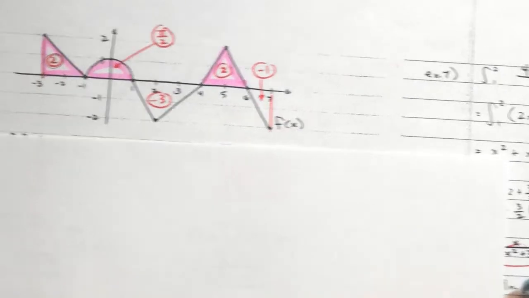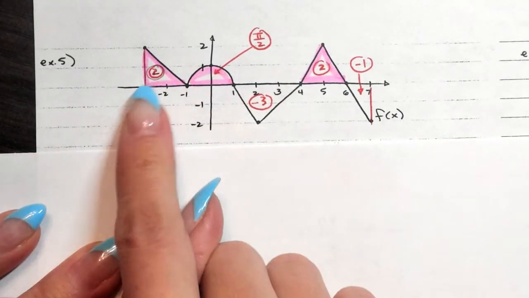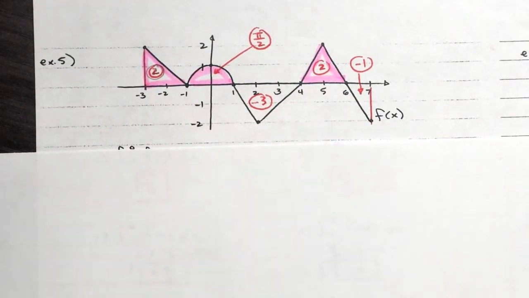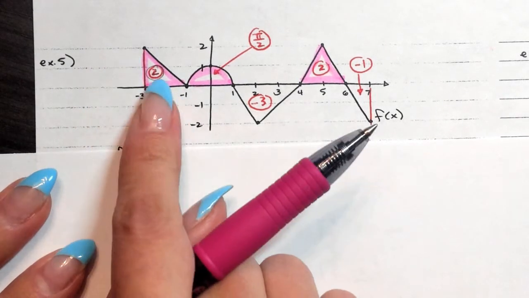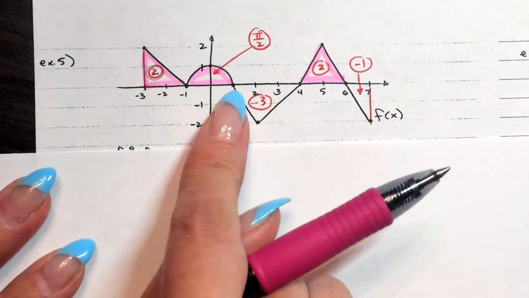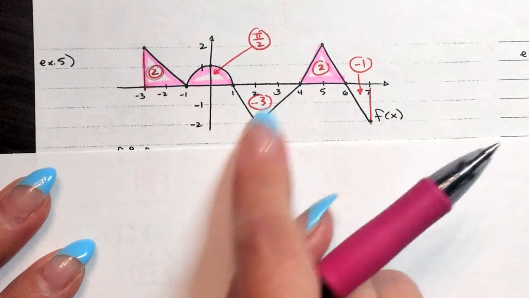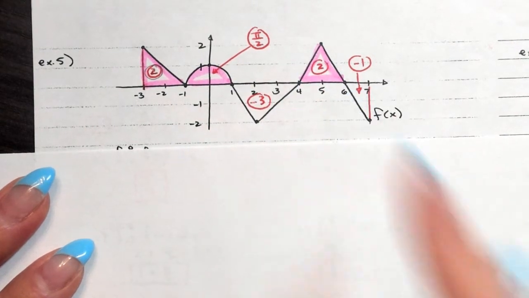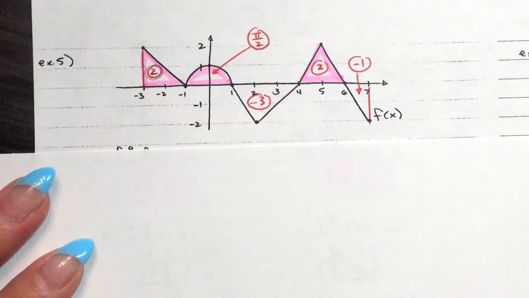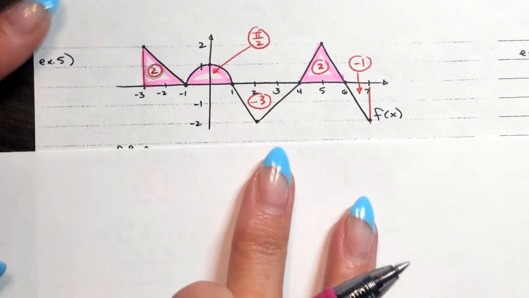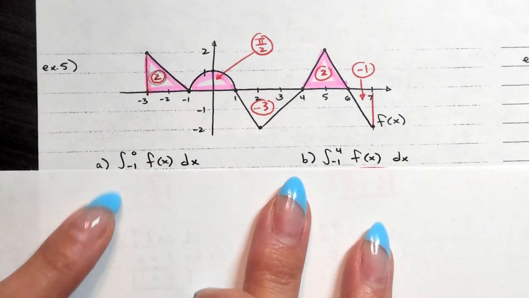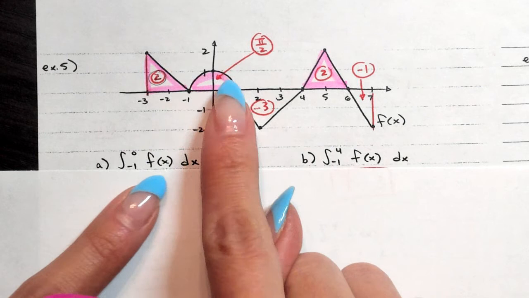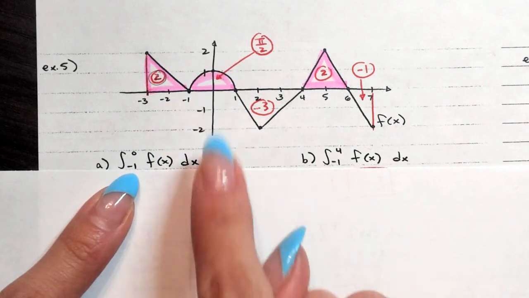So I think you can do this on your own. So you find all of these areas. You didn't just copy me, right? You literally find the triangle area. You find half a circle with a radius of 1. You find that triangle, you find that triangle, and you find that triangle, right? You have a base and a height for all the triangles. Okay, find the areas. And then from -1 to 0, what is that area?